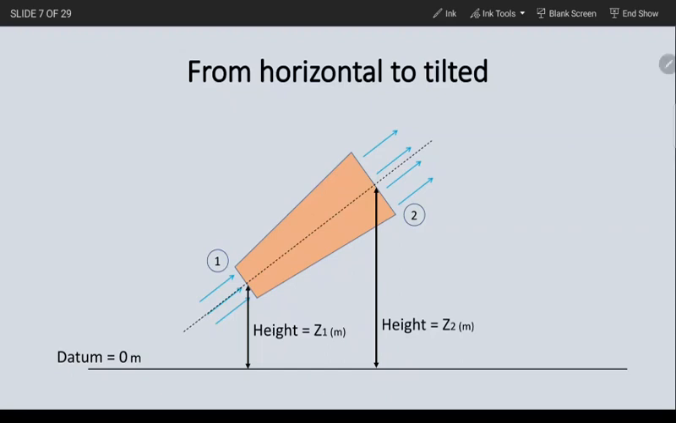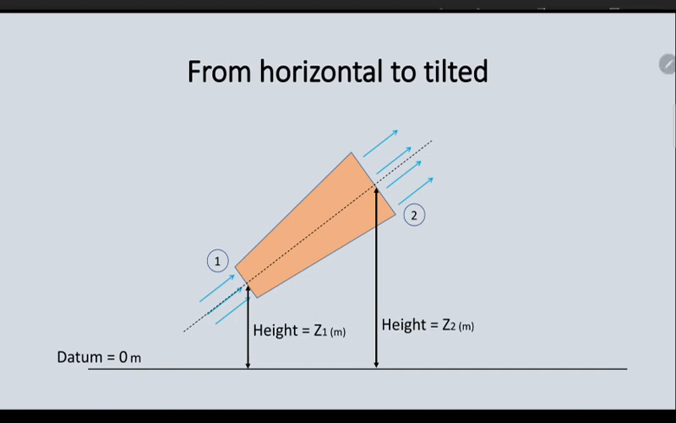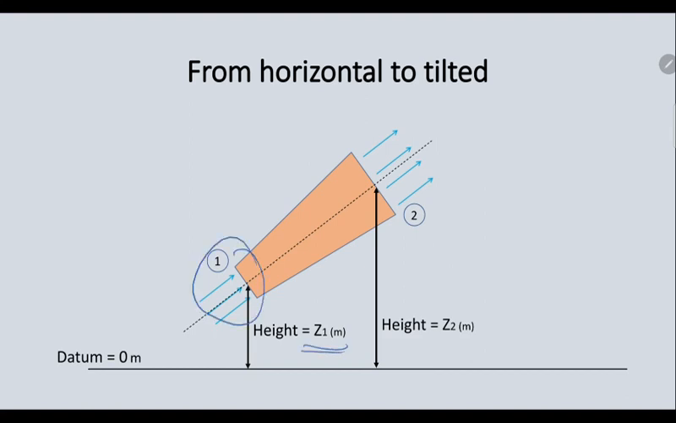My dear people, look at this particular pipe. It is tilted at an angle, and section 1 is at a height z1. Let us say it is at a height of 5 meters from the datum. Datum is always taken to be 0. Datum is nothing but the baseline. And z2 is, let us say, 7 meters. Otherwise, section 2 is at a height of 7 meters from the datum.